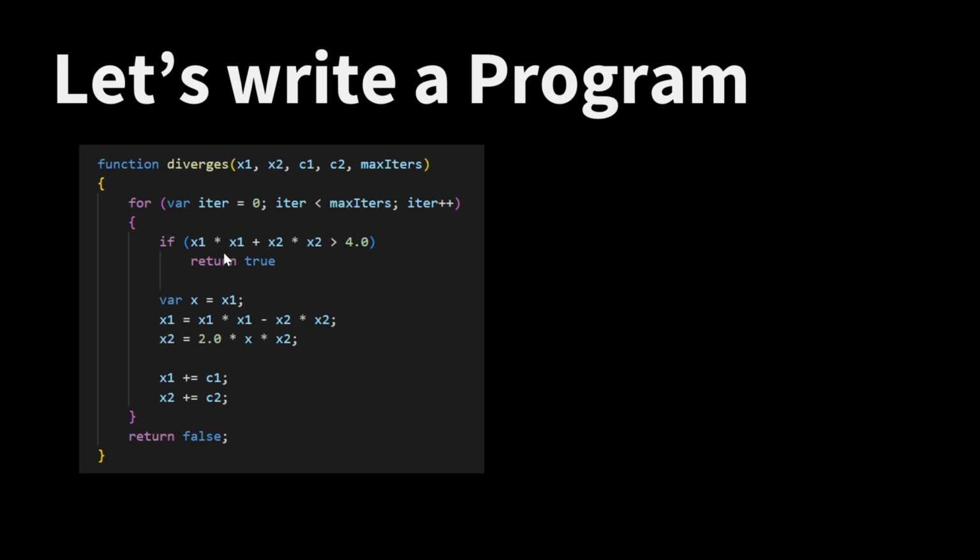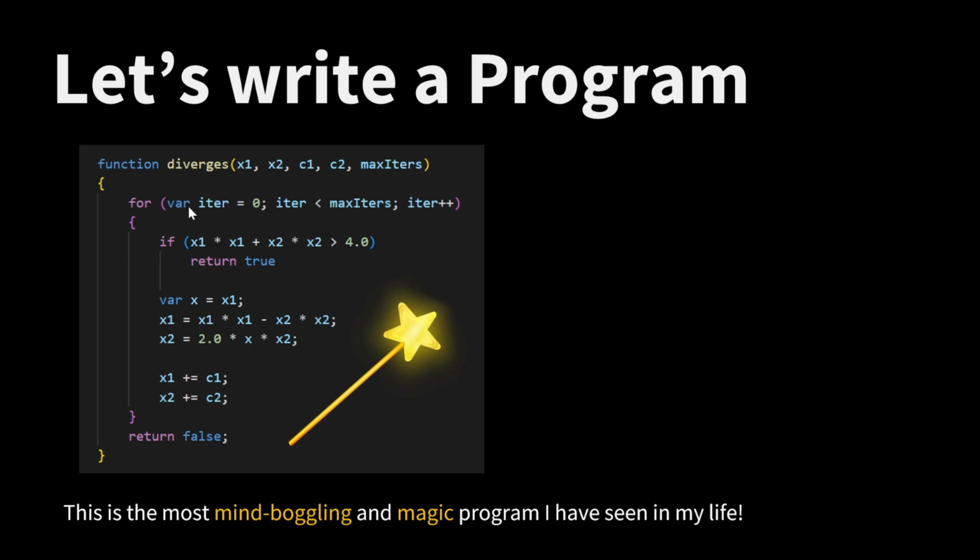It is a mathematical fact that if r reaches 2, then the game diverges. In this case, we return true. Otherwise, we square our number x, just the way we saw in the previous slide. After this, we add our constant c. If, after max iterations, our game has not diverged, then we assume that it does not diverge. This is an approximate answer though. This little program here is the most mind-boggling and magic program I have ever seen in my entire life.